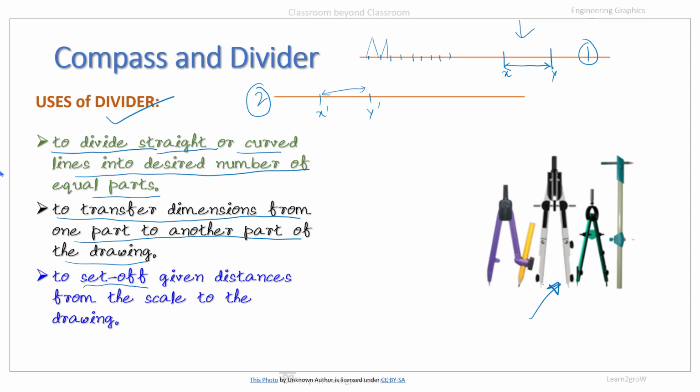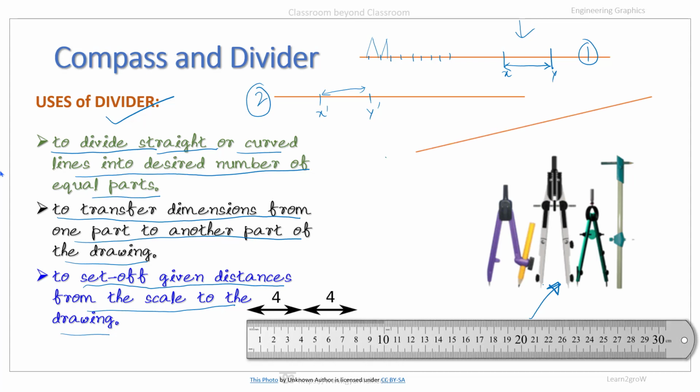Next, to set a given distance from the scale to the drawing. This transfer of distance can also be done from a scale. Say for this line number 3, we want to set some distance, say 1 to 2, and that distance can be taken from the scale, say from 11 to 15. This is the distance, and this distance we can take directly with the divider, and that can be used to transfer the distance from the scale to the drawing also.